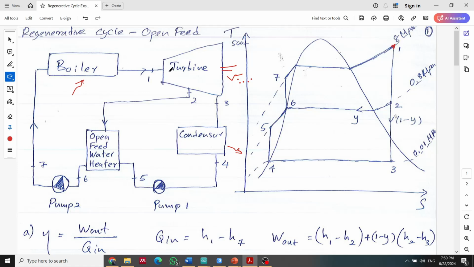Then turbine action. In the turbine, pressure drops, and this is an isentropic expansion, therefore no entropy change. 1 all the way to 3 is the turbine action. Then 3 to 4 is the condenser action, which means we have Q out.